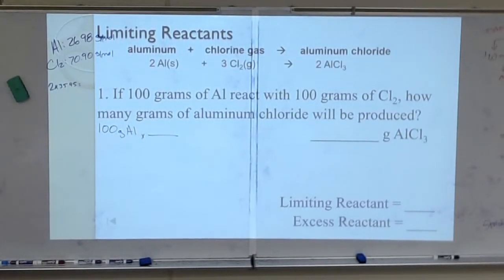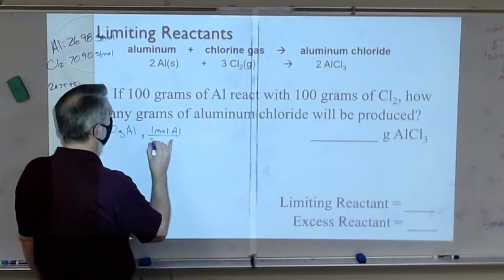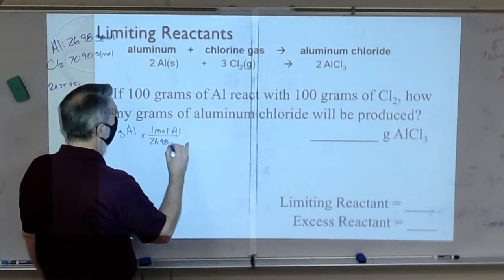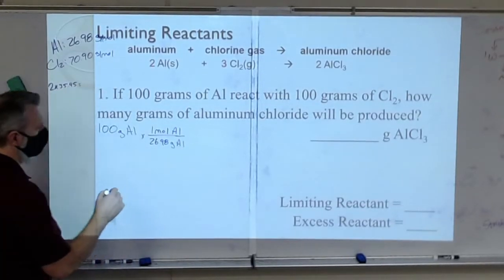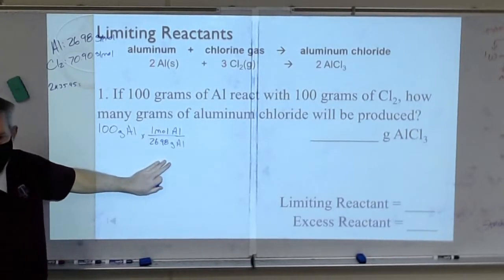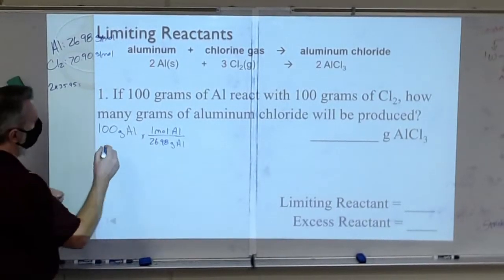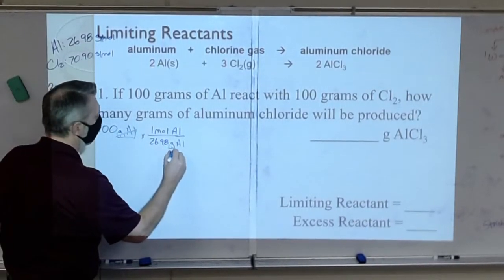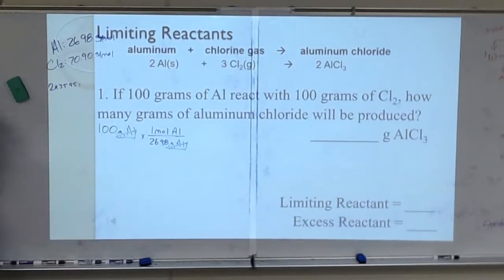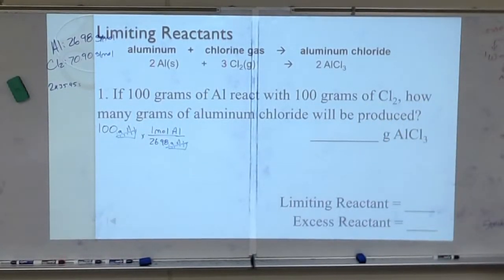Okay. I need to convert grams of aluminum into what? Moles. So 1 mole of aluminum, 26.98 grams of aluminum. Is this a true statement? It's true that 26.98 grams of aluminum would be 1 mole of aluminum. All right, let's go ahead and check our units. Right now, if I were to do this math, my units would be in moles of aluminum.